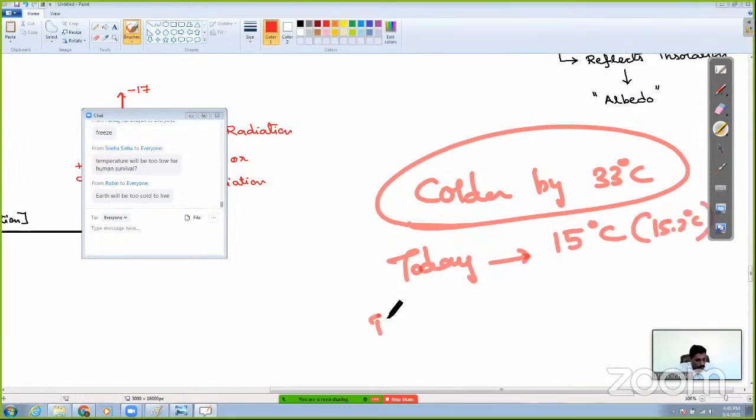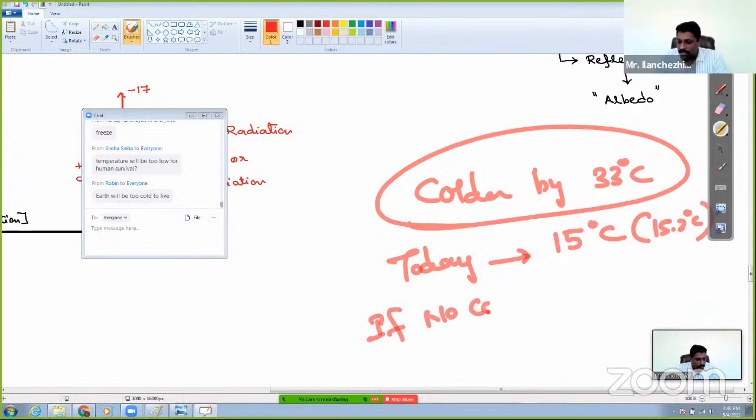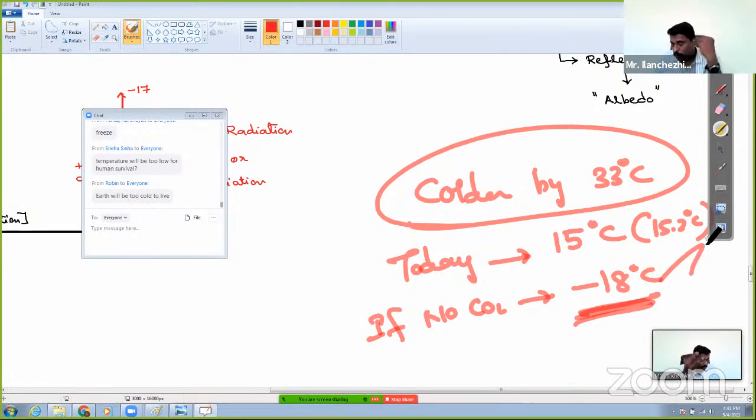If no carbon dioxide, my dear friends, this Earth would have had a minus 18 degrees centigrade average temperature. It means, say for example, somewhere outside Guwahati, you would be finding glaciers everywhere. So Earth would have been extremely cold. That's an idea.